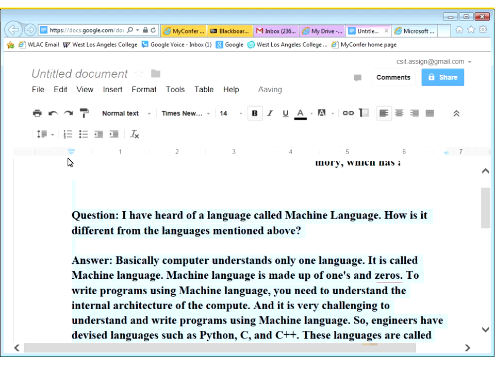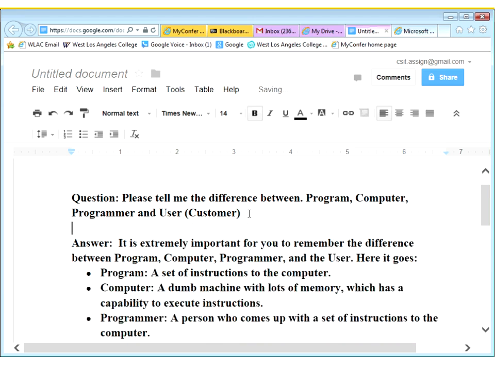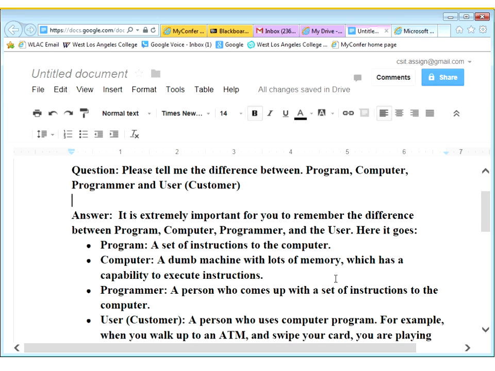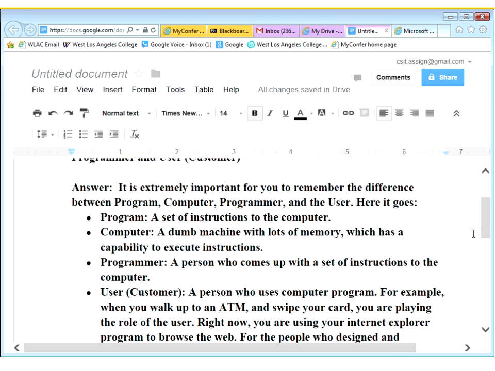Okay. Next question. Please tell me the difference between a program, a computer, a programmer, and a user. So again, you need to know the differences between these. A program is a set of instructions to the computer. This is basically what you're going to be writing, these programs or these instructions. You're going to construct a program, and that's what you're going to have the computer run.